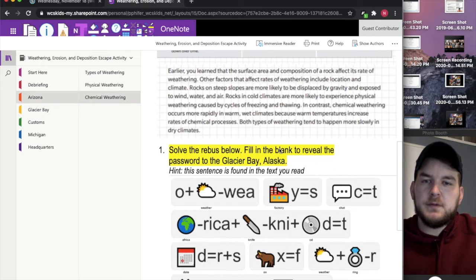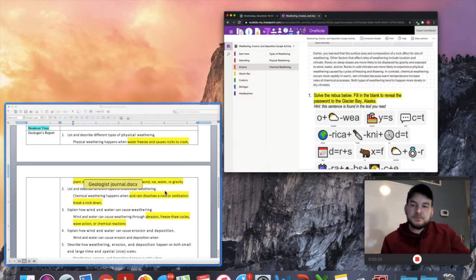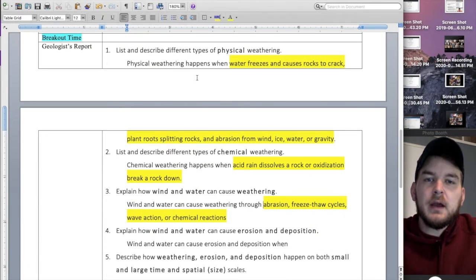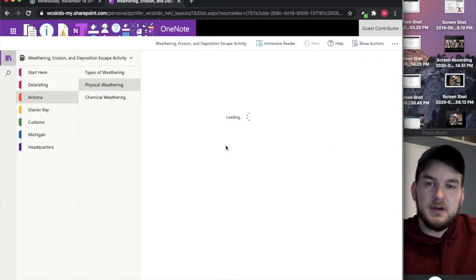Move on to begin to solve this first puzzle. I know that there are a few questions to answer about some of the content that we just read on weathering. So I went ahead and I answered numbers 1, 2, and 3, all of which talk about specific types of weathering. So first, different types of physical weathering that can be found on this page here.